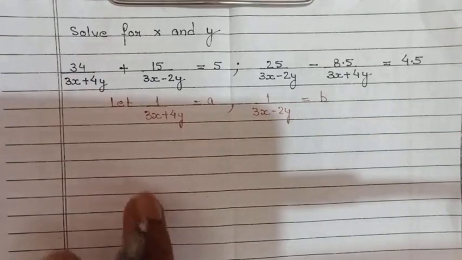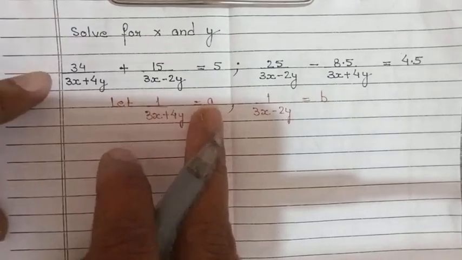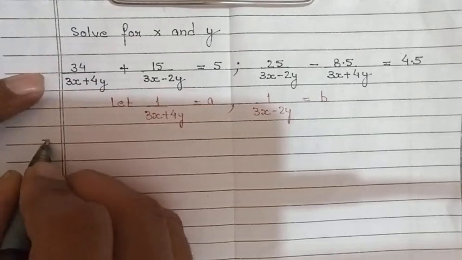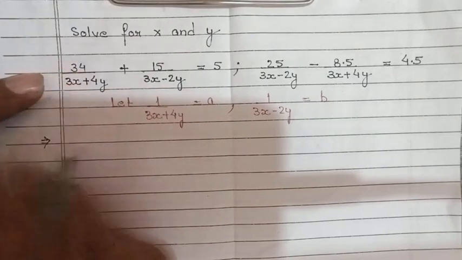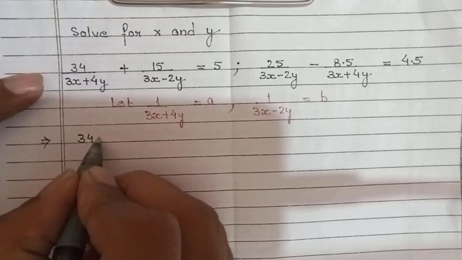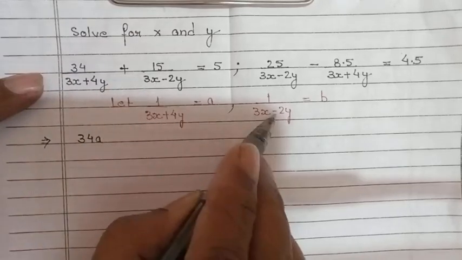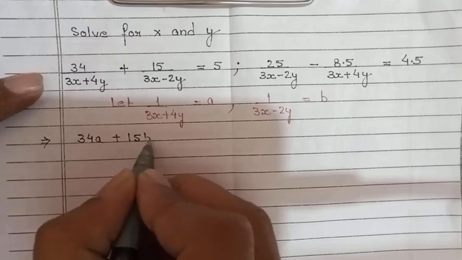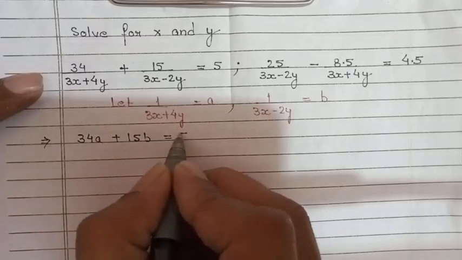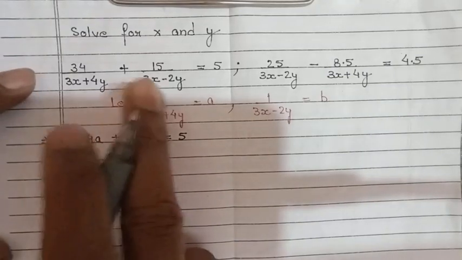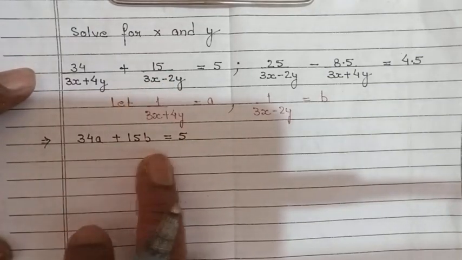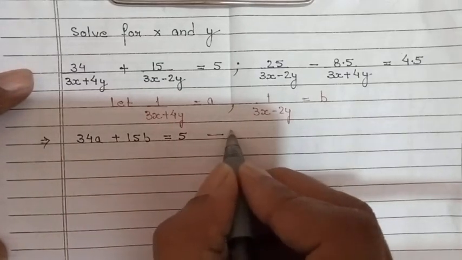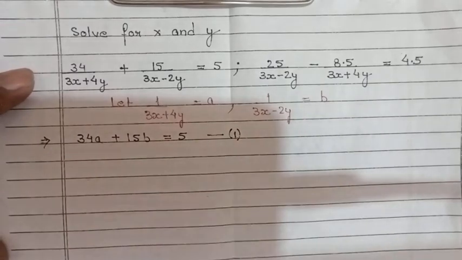Now we will be doing these two substitutions in these two equations. First of all, doing this substitution in the first one, you will be getting 34a. Doing the substitution in the second term, you will be getting 15b is equal to 5. Now you have converted the first equation into a linear equation with two variables a and b. So we will name it as equation number 1.